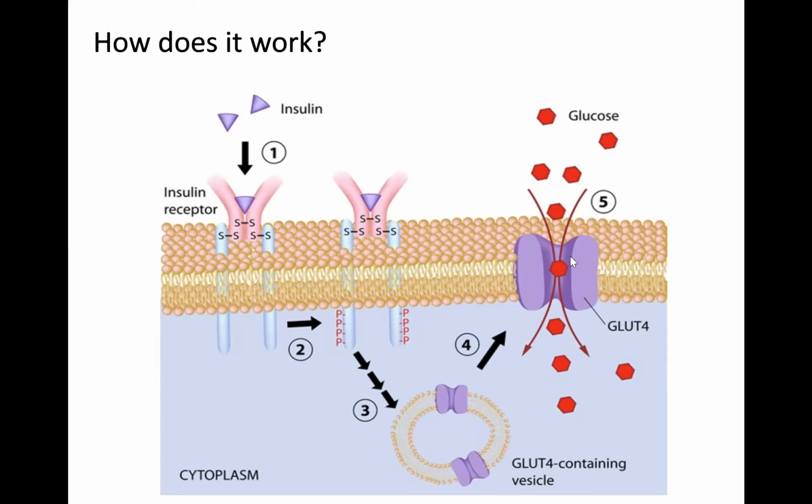So overall picture, you need insulin to get the right kind of protein to open up your cell so the glucose can come inside. If you don't have insulin, then you don't have the open protein channels and you cannot get glucose into your cell.